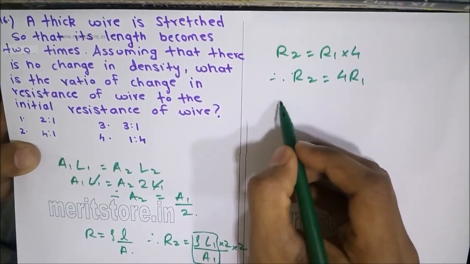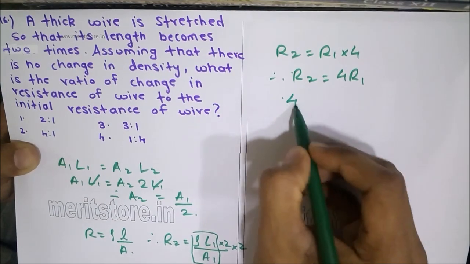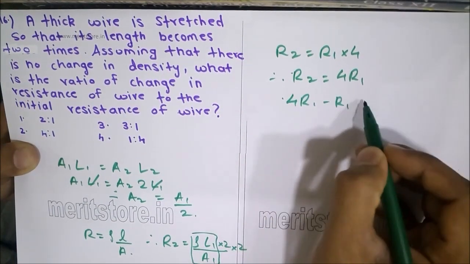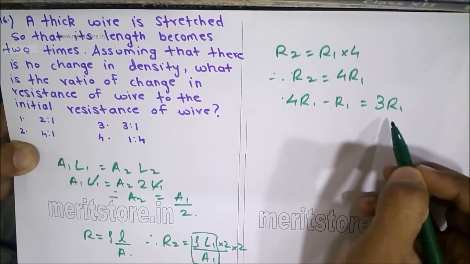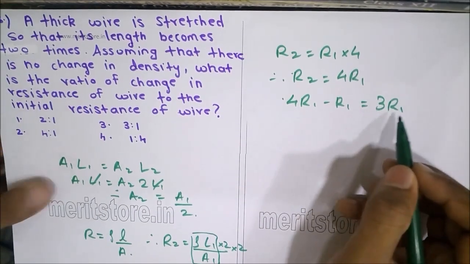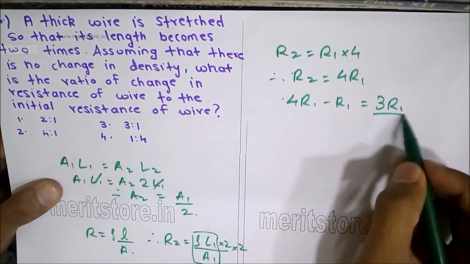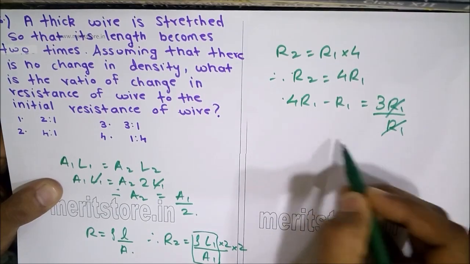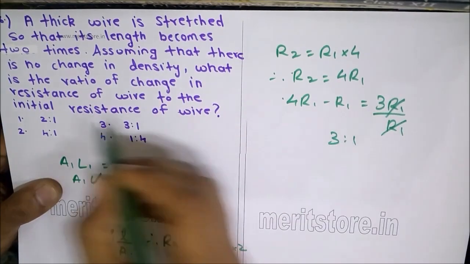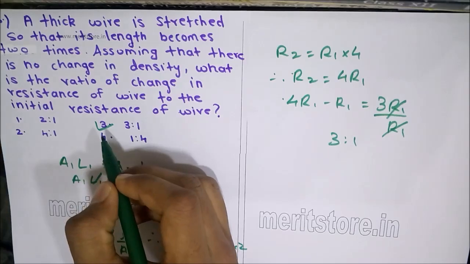So the change in resistance is 4R1 minus R1, which is 3R1. So there's a change of 3R1 and initial resistance is R1. So the ratio is 3:1. So option number 3 is the correct answer.